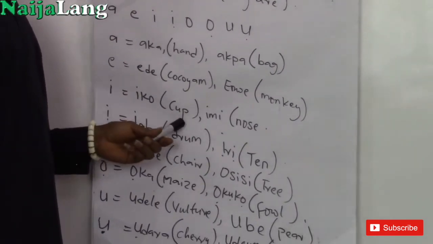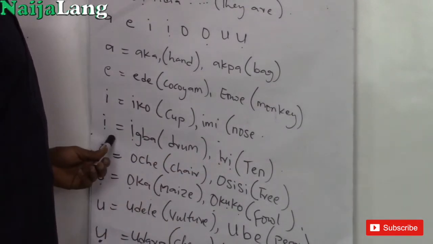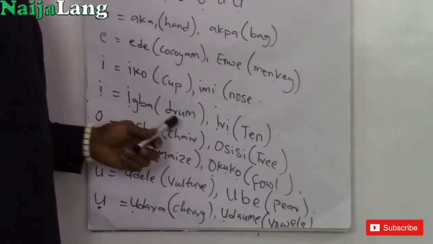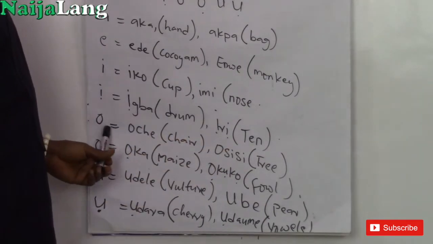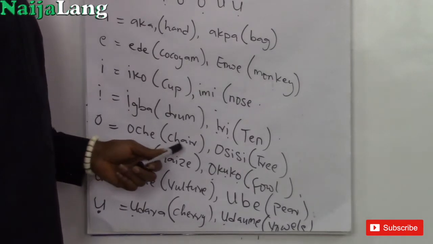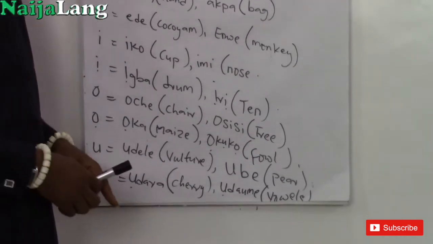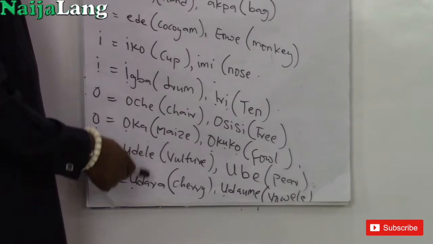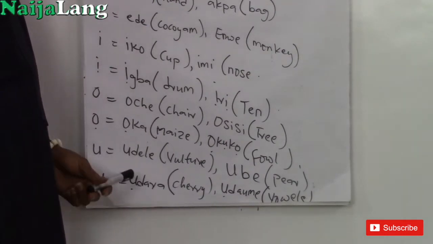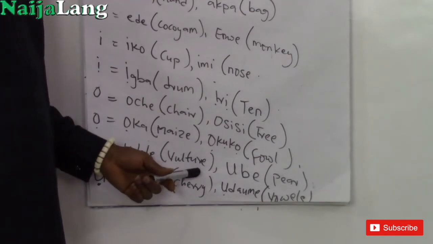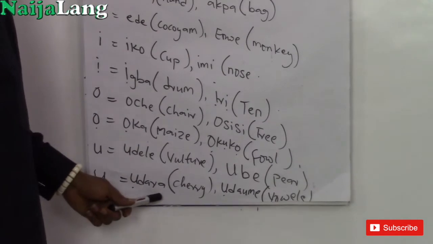Iko, cup. Imi, nose. Igba, drum. Iri, 10. Oche, chair. Osisi, tree. Ọka, maize. Ọkụkọ, fowl. Udele, vulture. Ube, pear. Ụdara, cherry.